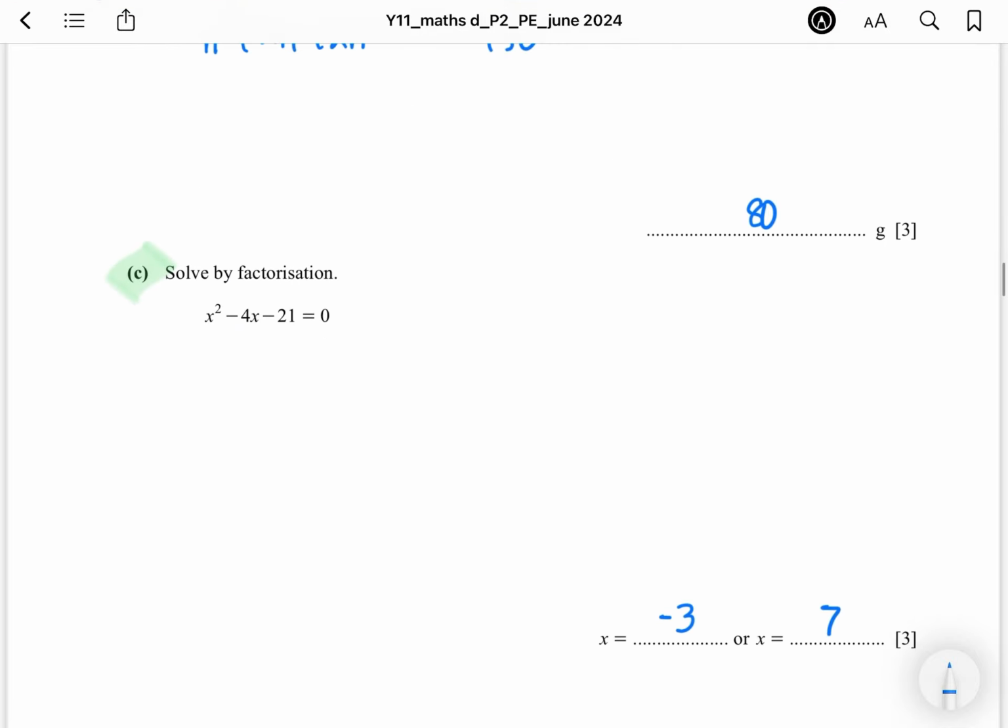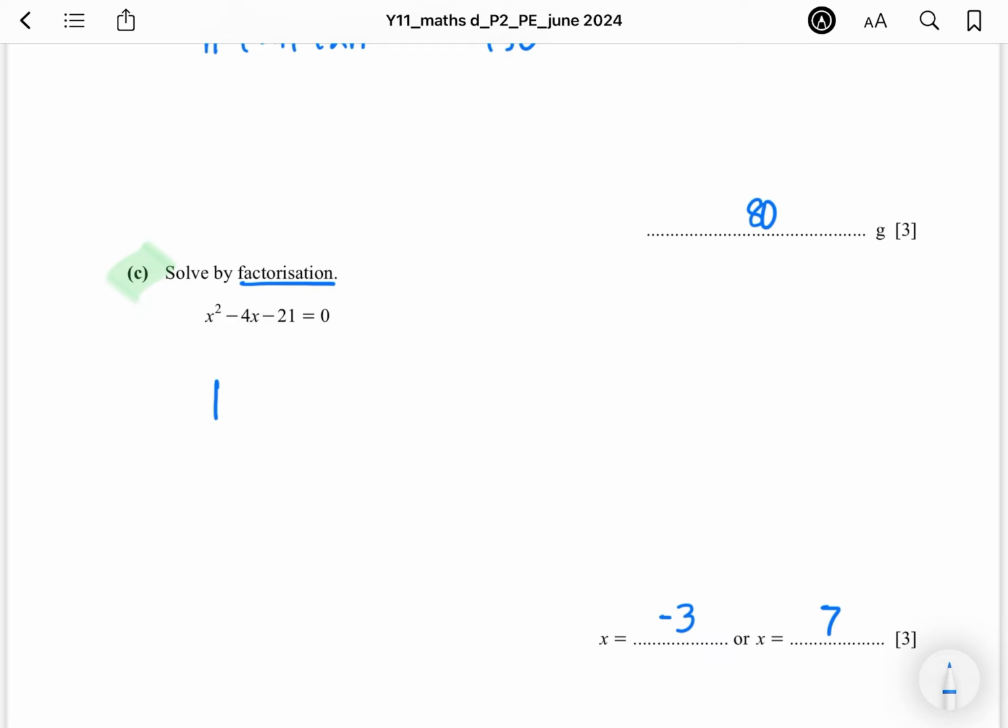Next question, solve by factorization. Most of you did it by formula. So this is a quadratic. You do need to know how to factorize a quadratic. You do need to know how to solve a quadratic equation by using the formula. Okay, either way.